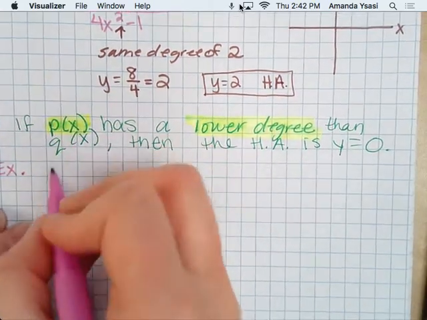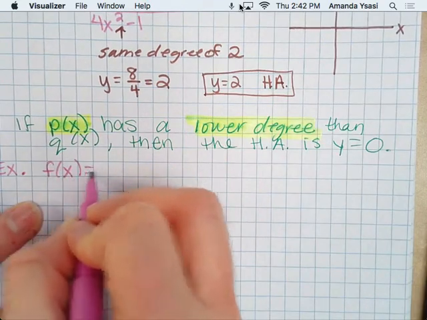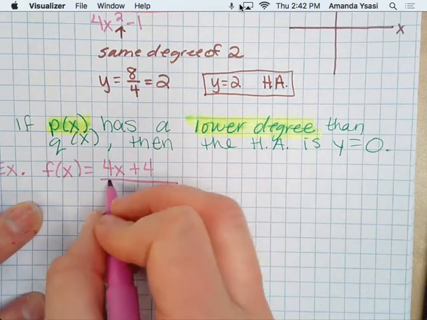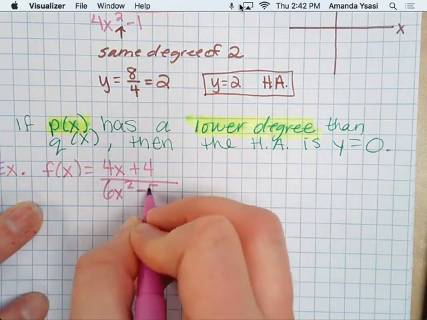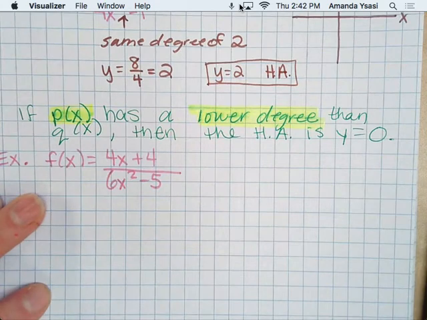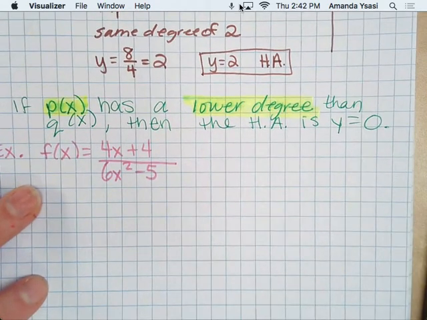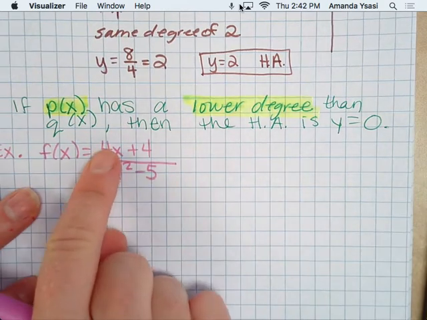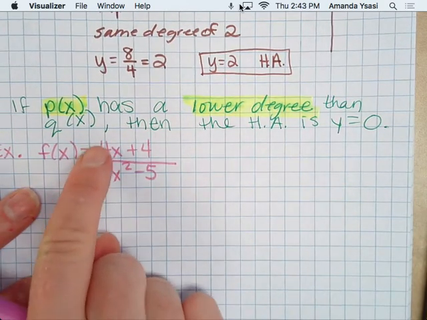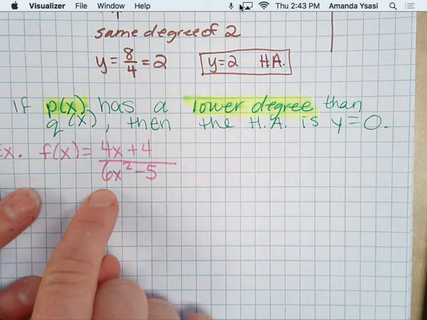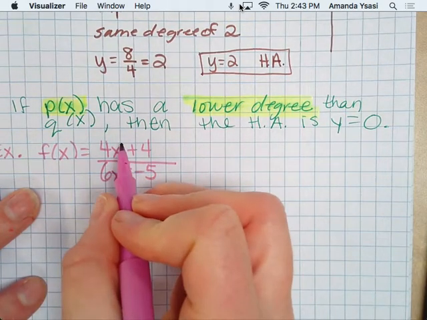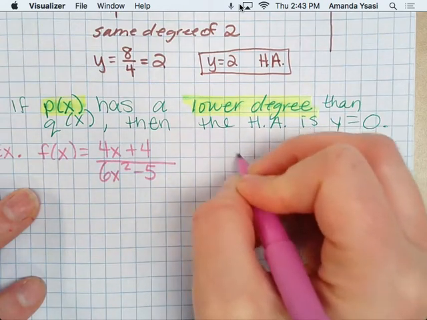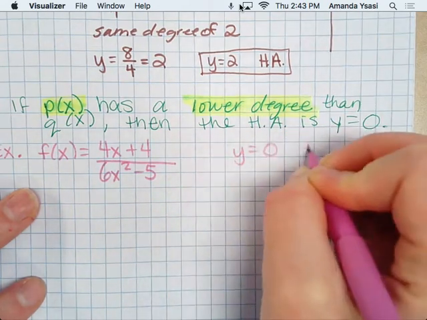So the example is f of x equals 4x plus 4 over 6x squared minus 5. So our P of X is our numerator. P of X has a smaller degree than Q of X. This degree is of 1. So if that happens, then y equals 0 is our horizontal asymptote.